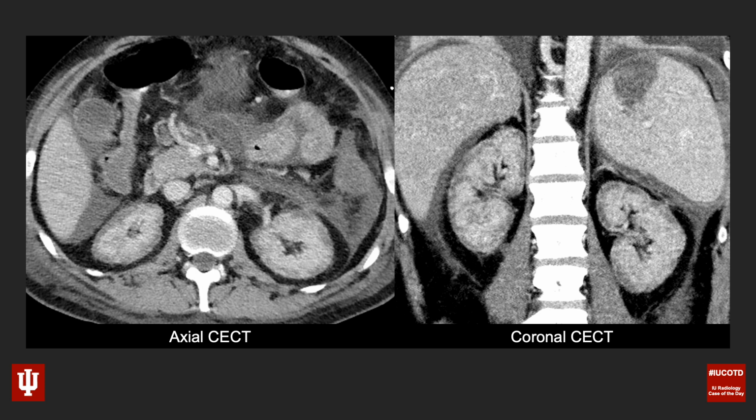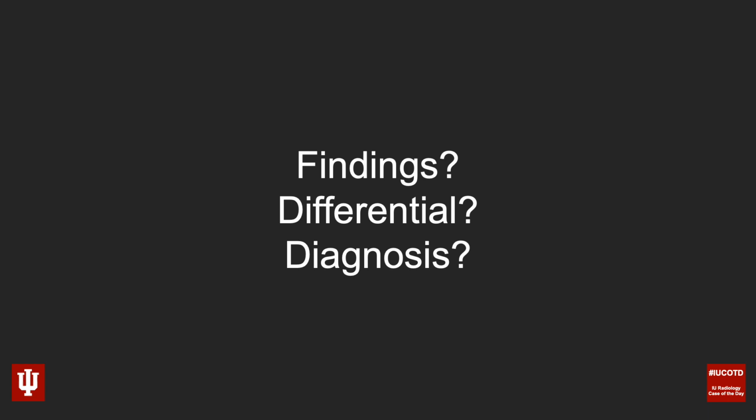Here are the images. On the left, we have an axial contrast-enhanced CT during the portal venous phase, and on the right, we have a coronal reformat through the kidneys. Take a moment and look at the images. Alright, now, what are the findings? What's your differential for this case? And what is your diagnosis?